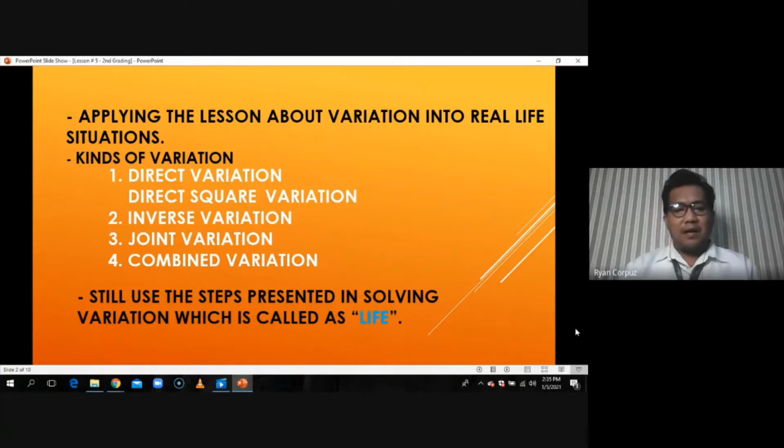So what is that LIFE? Didn't we say before that every time we are solving variation, the word LIFE is always there? It reminds us that we should always take good care of our life, because we have only one life. We will never know what will happen the next day or the other day. So we have to take good care of our life and always protect it, as much as possible.